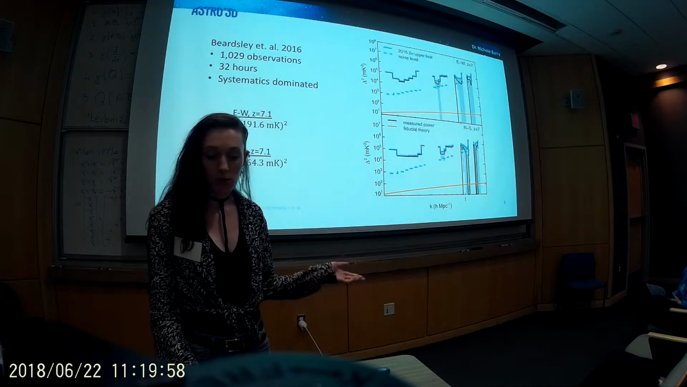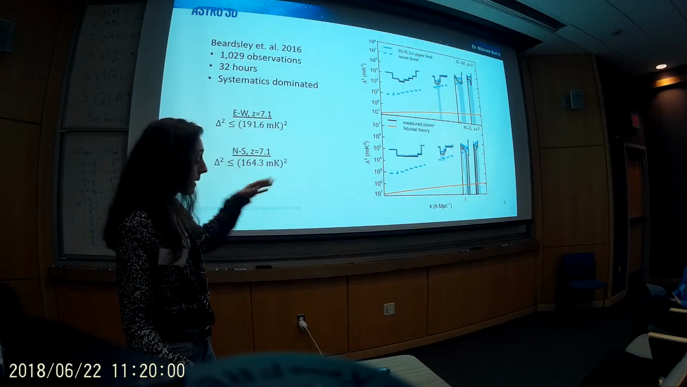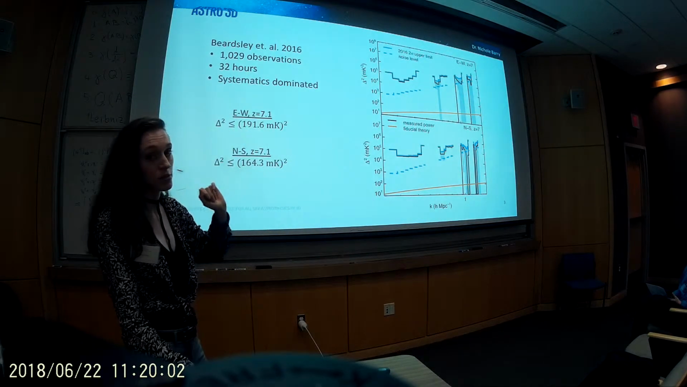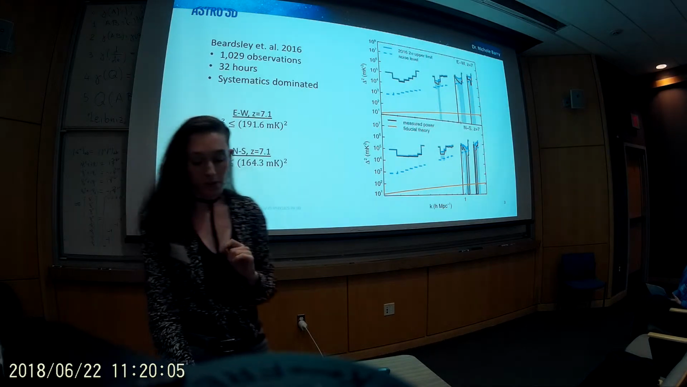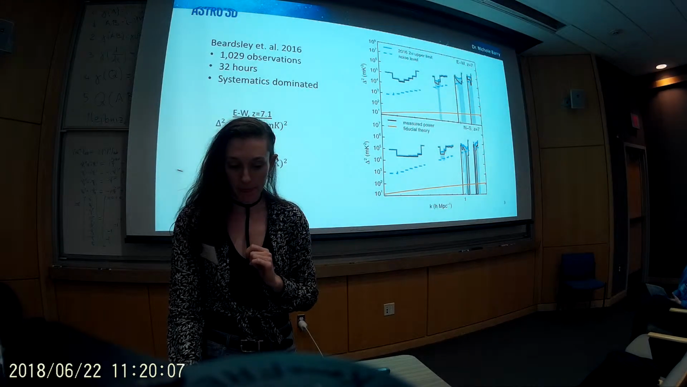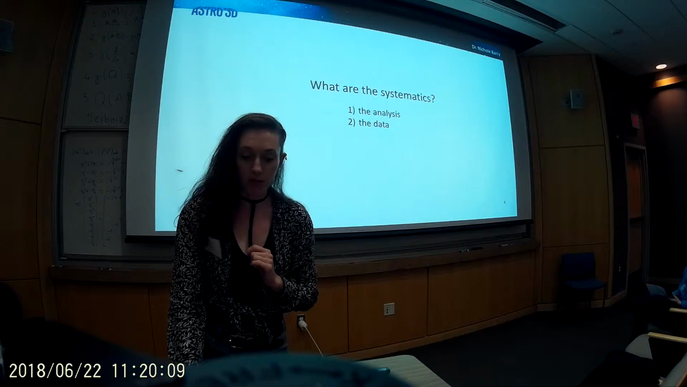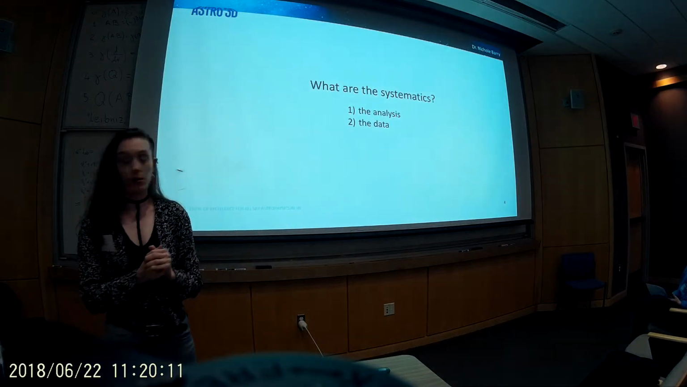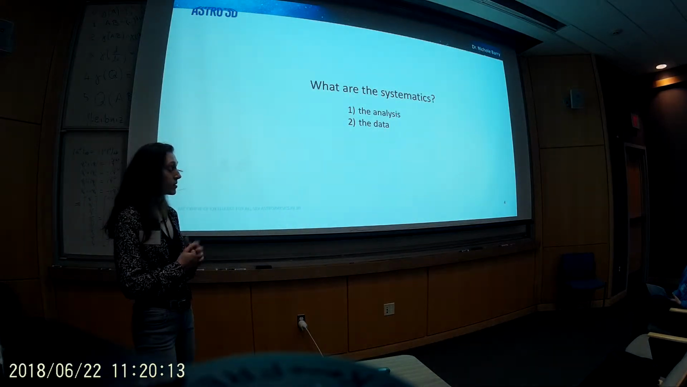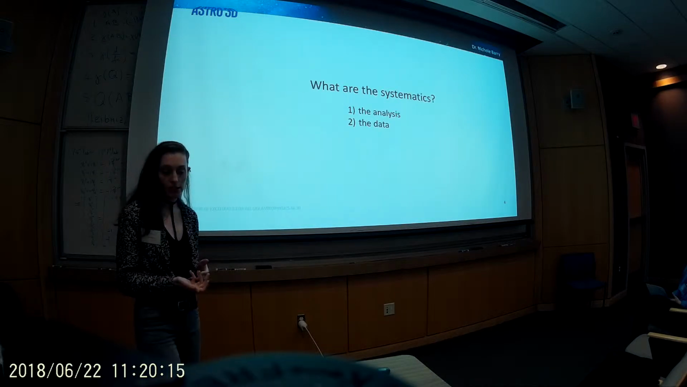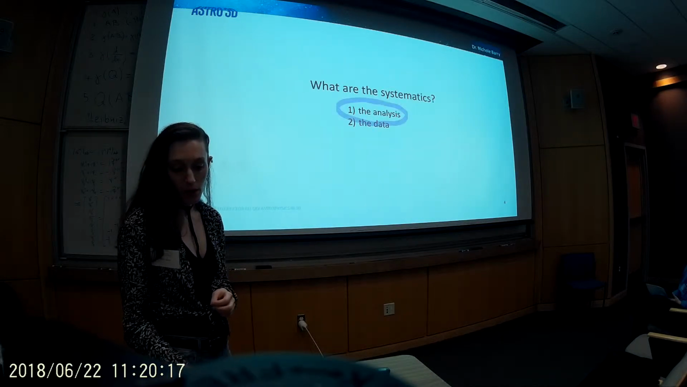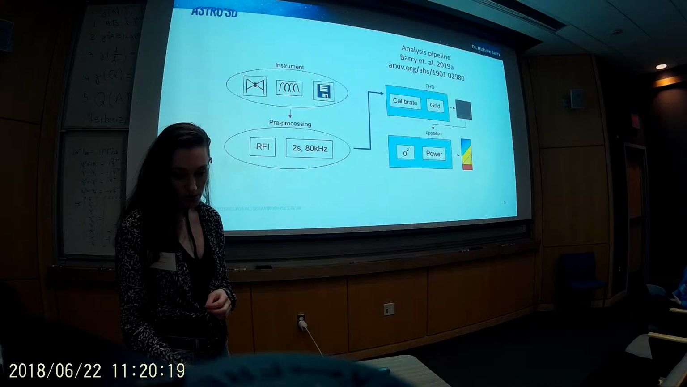And I'm showing two 1D power spectrum plots because we have different polarizations: east-west on top, north-south on bottom. All right. So what are the systematics that we are measuring in Beardsley et al.? Is it the analysis, or is it the data? Well, let's take a look at the analysis, first of all.